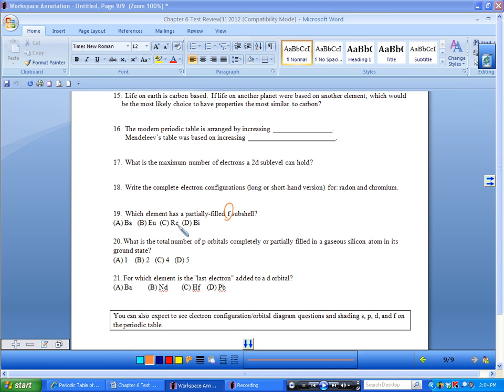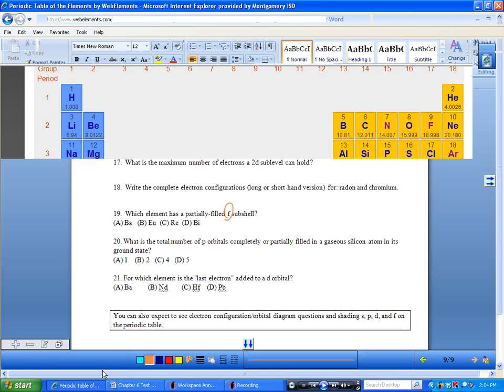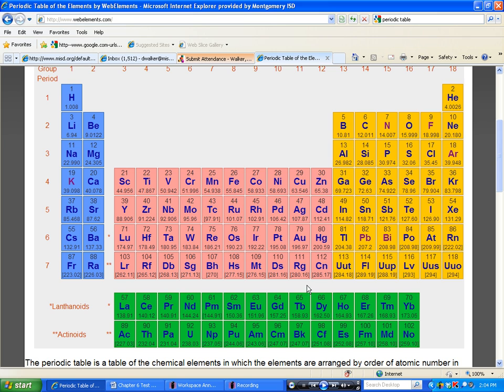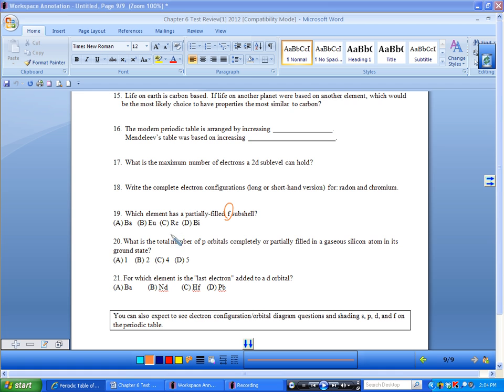Then I'm going to look at the other two, rhenium and bismuth. So rhenium is the Re. Let's see where Re is. It's going to take me a few seconds to find it. Re, right there. It's in the D, so that one won't work. And then Bi is my other one. It's over here. It's in the P. So the only one that's got an unfilled F is europium. So I'm going to pick europium as my answer, and I'm going to be correct.